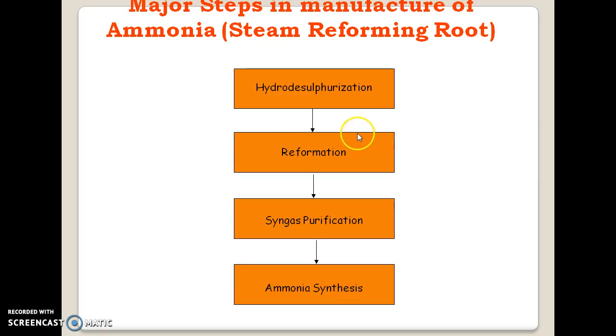So we require hydrodesulfurization, which will remove sulfur contaminants that can deactivate the catalyst and hence reduce the yield of the process. Then we undergo reformation, which produces carbon monoxide. So we need to selectively take hydrogen out of it, in gas purification, which takes out only hydrogen, which reacts with nitrogen to give you ammonia.